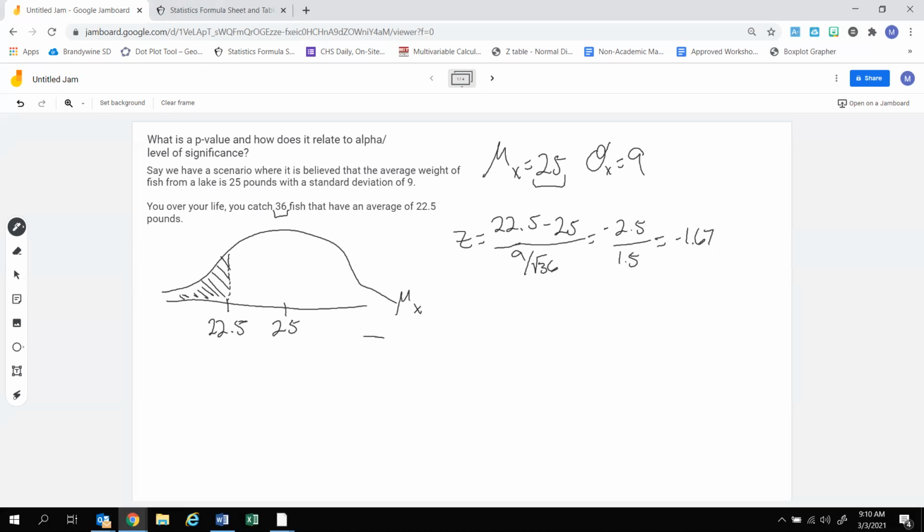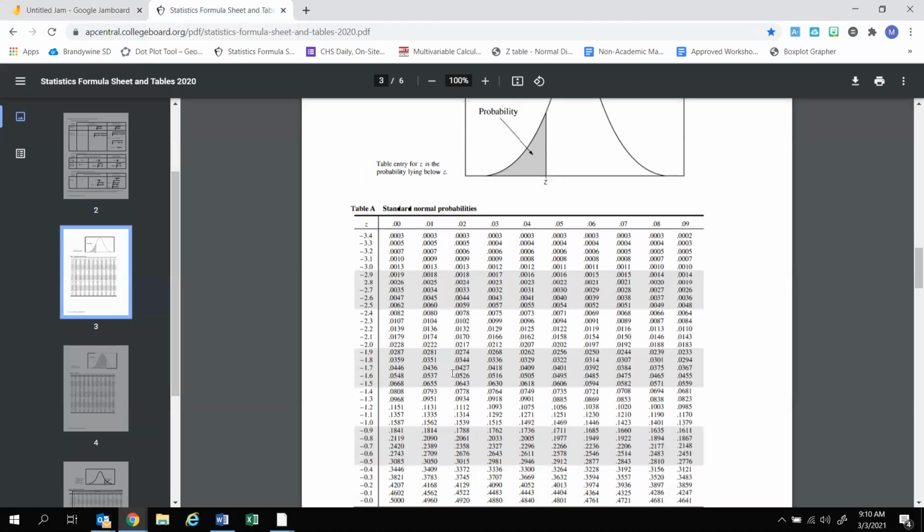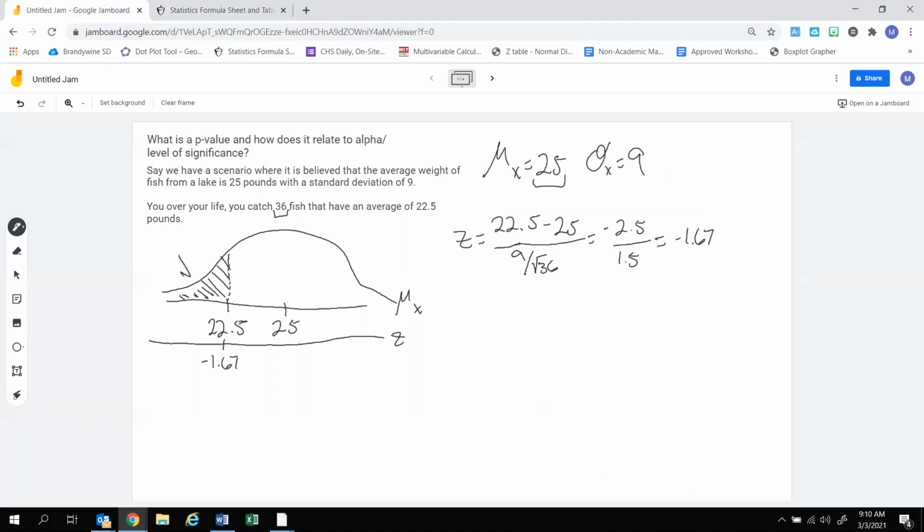So if I were to make a second axis right here, all right, so our z-score is negative 1.67. If I go look at a formula sheet and figure out what that p-value is, so negative 1.67 is 0.0475. So that gives me an area of 0.0475. All right. So that is telling me that once again, if 25 really is true, the probability of me getting an average of 22.5 or less is 0.0475.